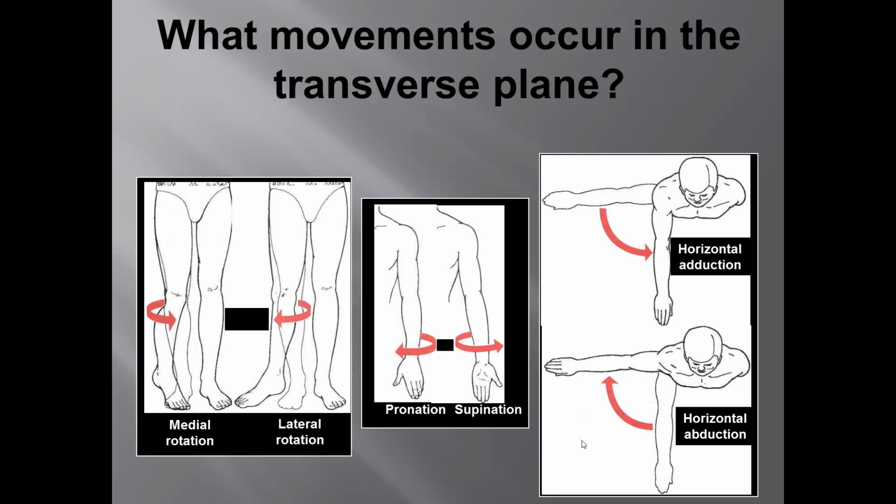Now, if we abduct our arm and then pull it in toward the midline of the body, that is considered horizontal adduction, but it's still around a longitudinal axis. It's like doing dumbbell flies, or if you look at a bench press, it's still considered a transverse plane movement.